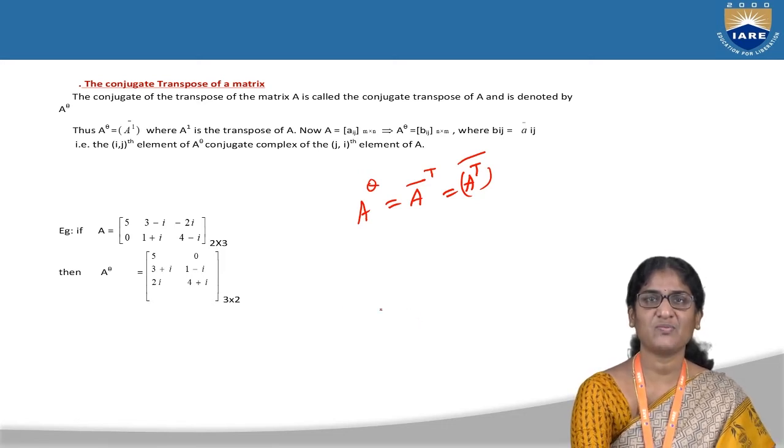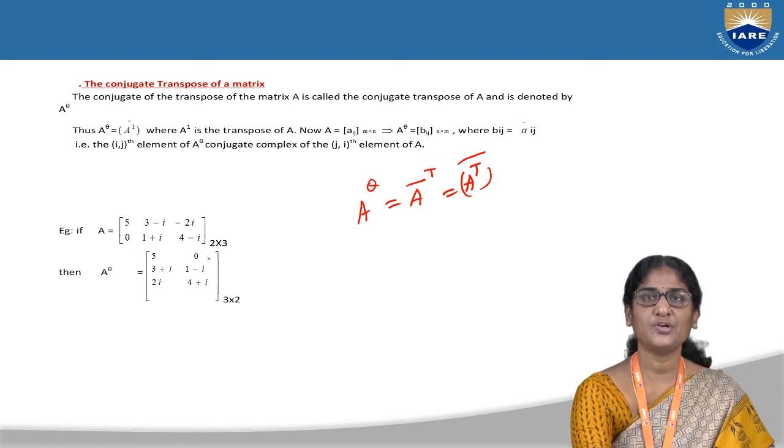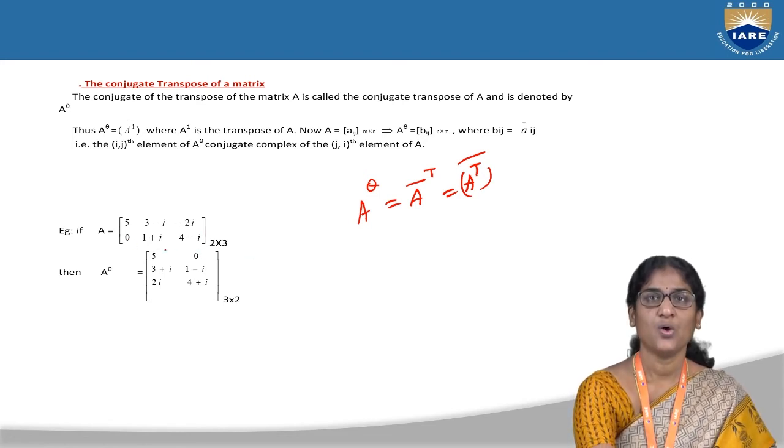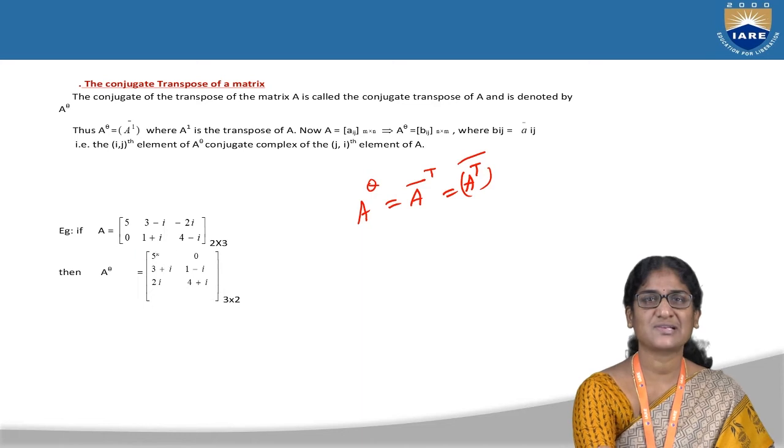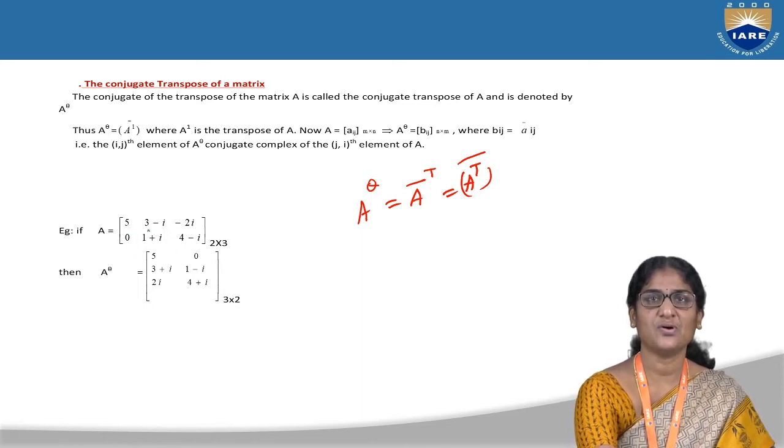Here I have given one example, a 2 by 3 matrix: 5, 0, 3 minus i, 1 plus i, minus 2i, 4 minus i. Let us see what you are going to get if you take the conjugate transpose of this matrix.